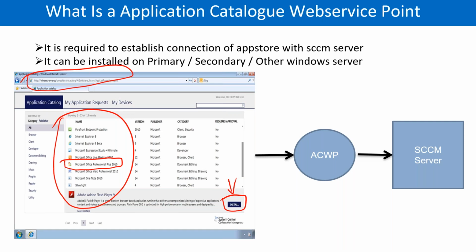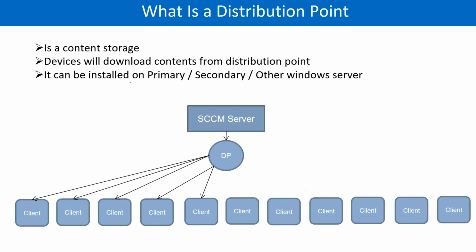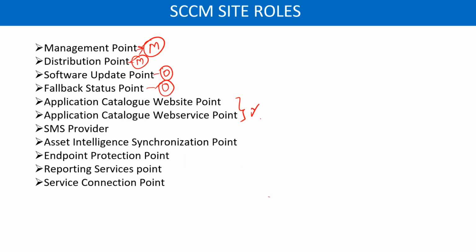feature of SCCM, the application catalog website point and web service point. Both of them are deprecated now. In the new version of SCCM you do not have this feature, because they have integrated it in Software Center itself. It's like a Play Store, where all published applications are there and you can download and install. Similarly, you could go to this website and all published applications from SCCM were there to download and install. So these are deprecated. I'm not going to go into details because this is no more present in SCCM.